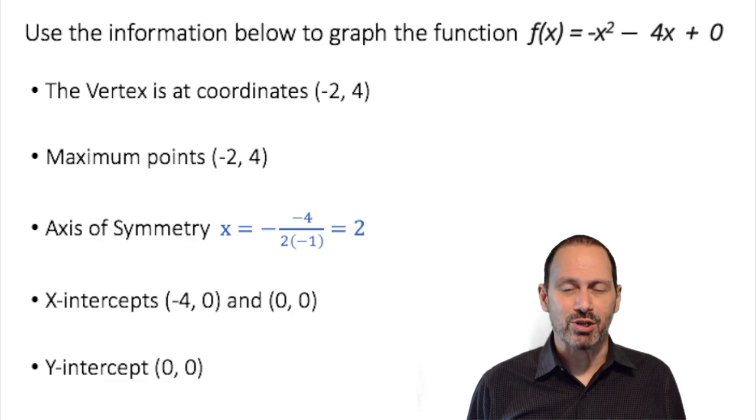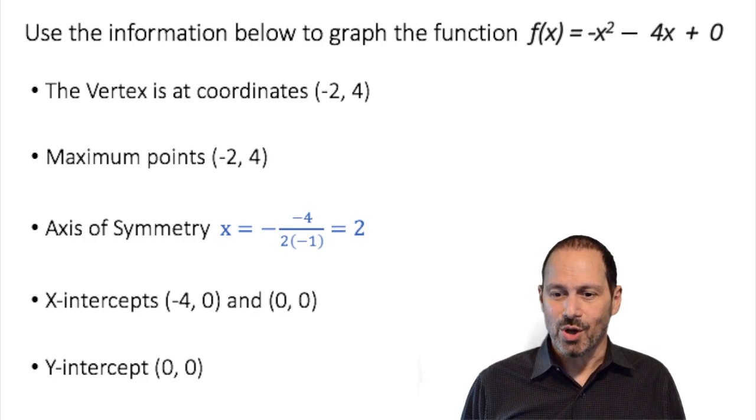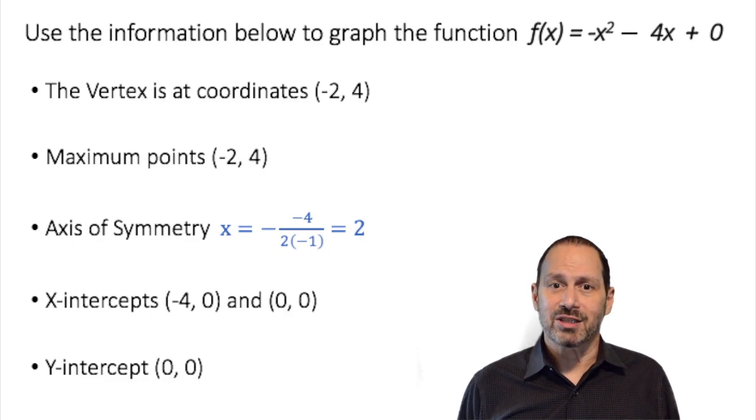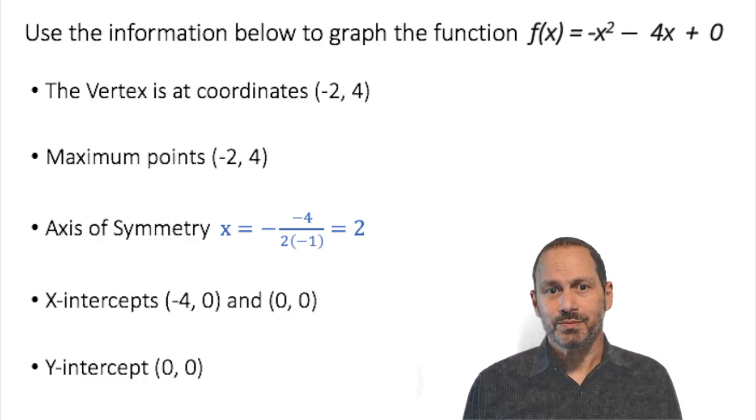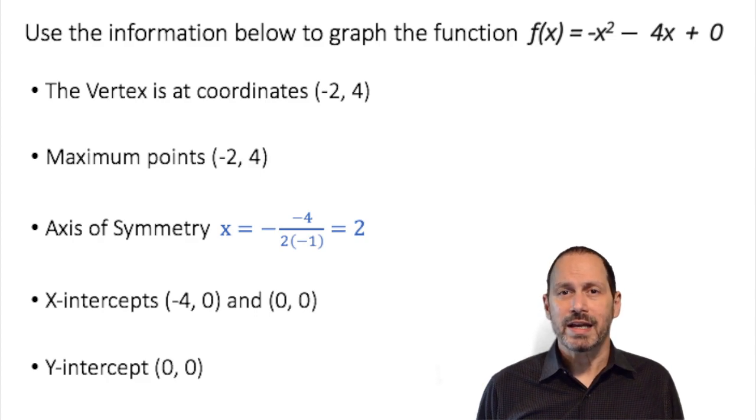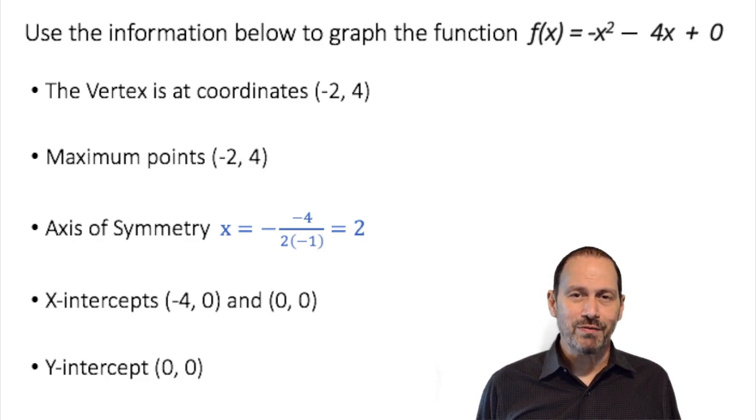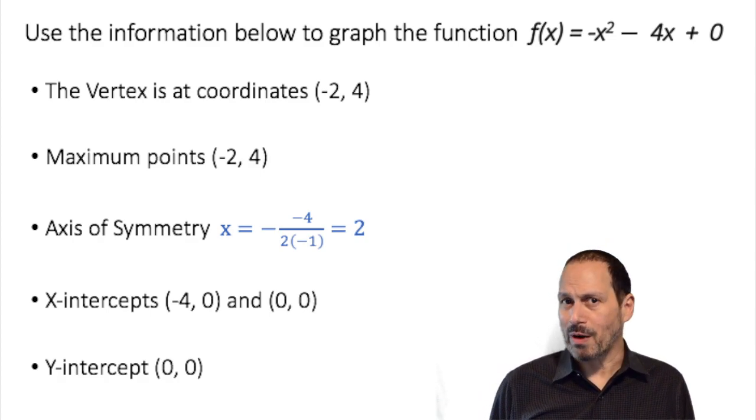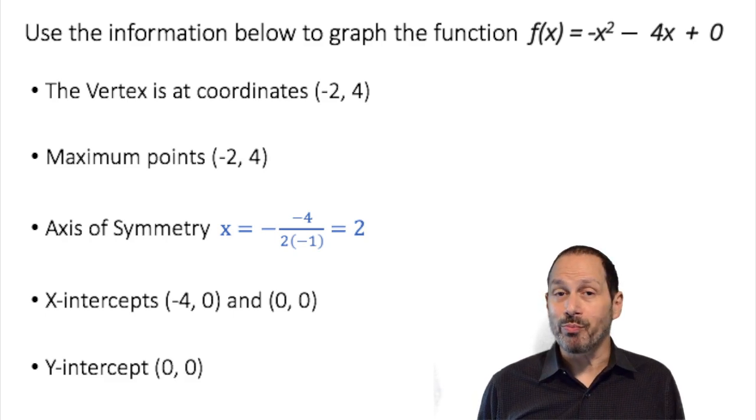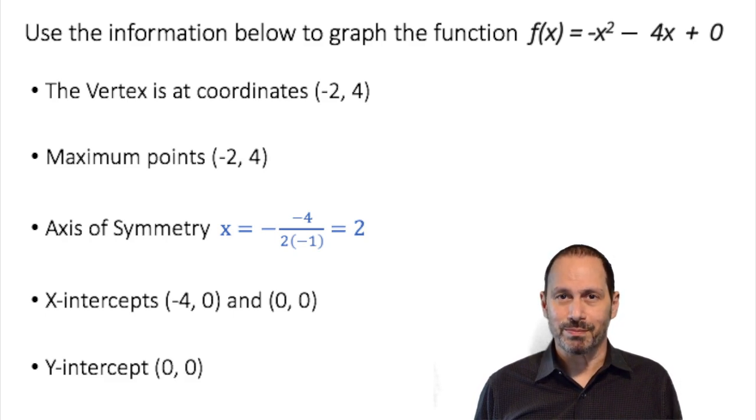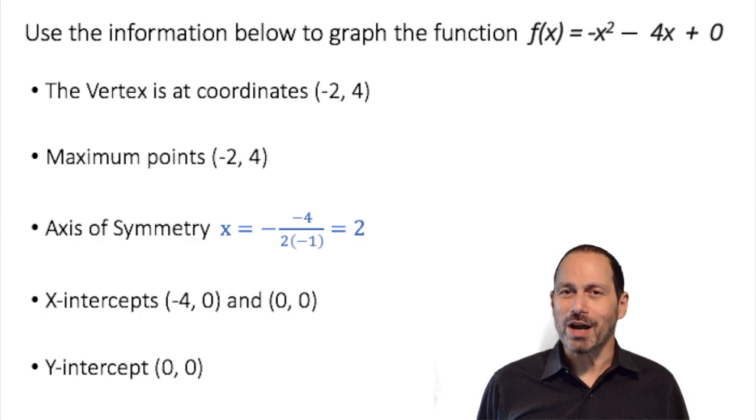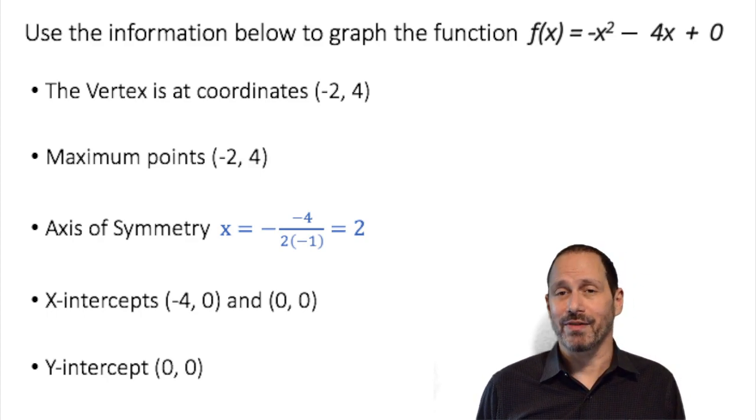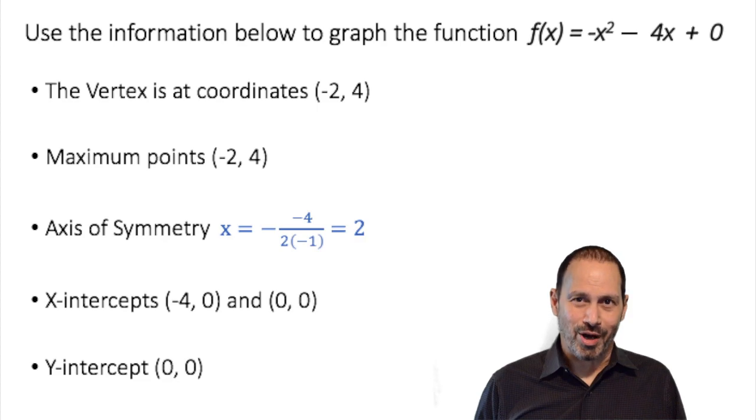That gives us a lot of information because if the vertex is a maximum, then we know that the parabola must open downwards. You have the axis of symmetry at x equal to -2. You have the x and y intercepts. Use this information to graph the parabola on your own. We invite you to pause this video and try to graph the parabola, and then come back and compare your result to what we have next. So pause.